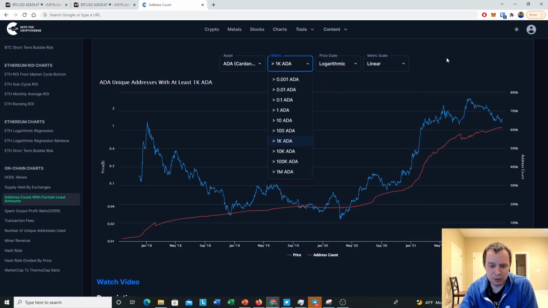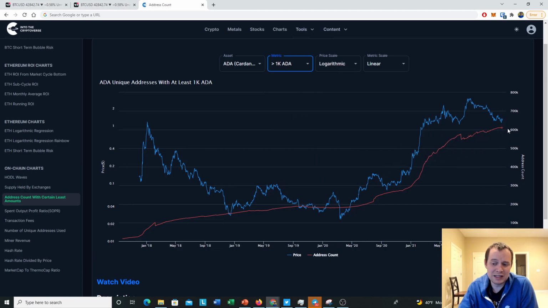So up until this point, we can see that it's been going up for quite a long period of time. And even in the wallets that hold at least 1,000 ADA, at the peak in 2018, you can see that it was only about 65,000 wallets. Today, we're talking about 610,000 wallets. So despite the fact that the price is the same as it was 4 years ago at basically this exact same time, you have an order of magnitude more wallets holding at least 1,000 ADA.